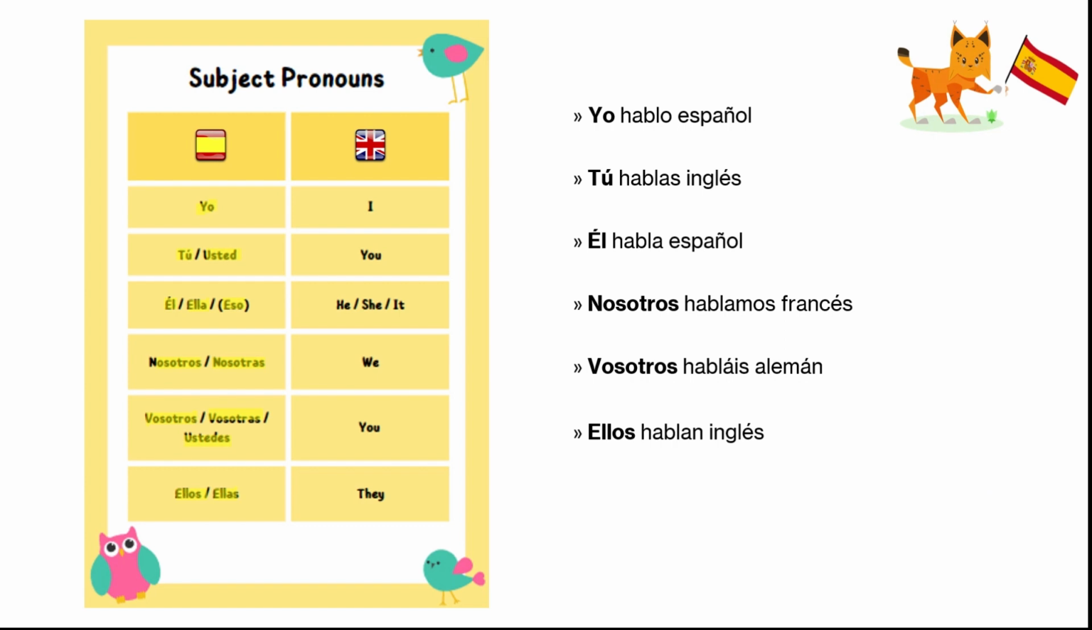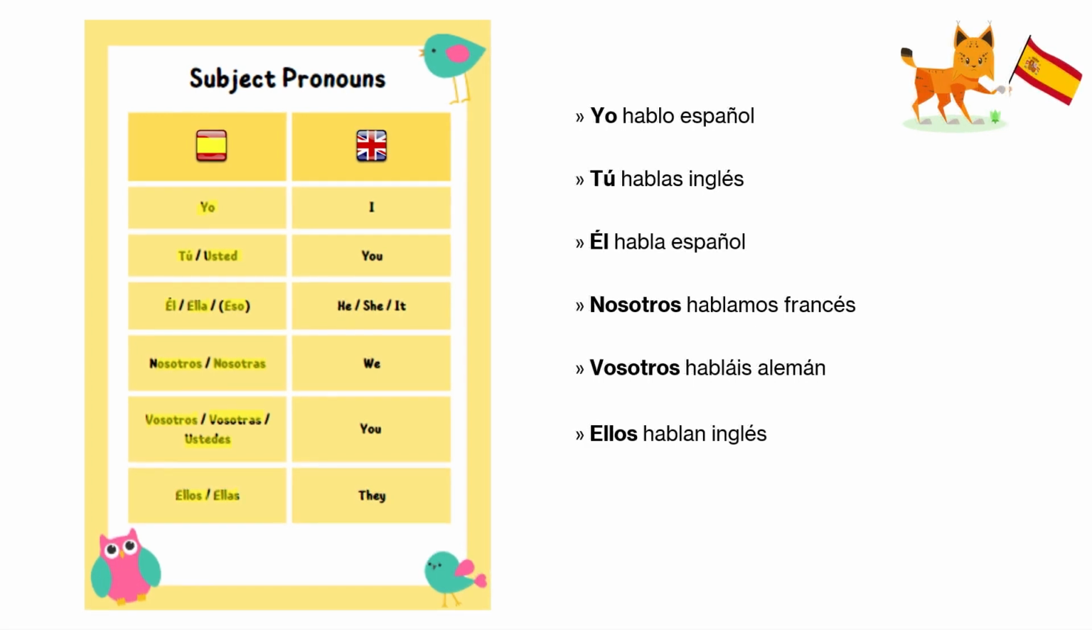Now we are going to look at some examples, okay? To see how they can be used. Yo hablo español. I speak Spanish. Tú hablas inglés. You speak English. Él habla español. He speaks Spanish. Nosotros hablamos francés. We speak French.